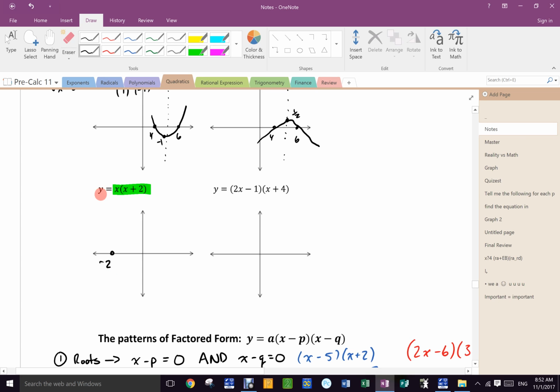X plus 2 would have to equal 0 to be a root, right? So it's negative 2 plus 2. What would x have to be to make y 0? Y equals x. That's what's left, right? So what would x have to be? 0. So my axis of symmetry lives where?